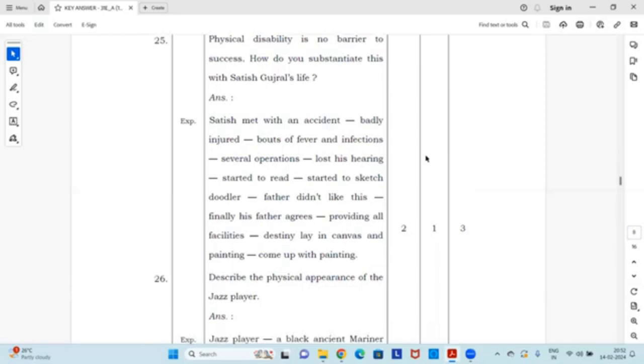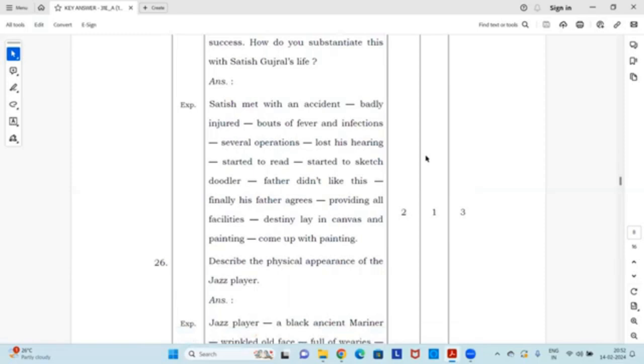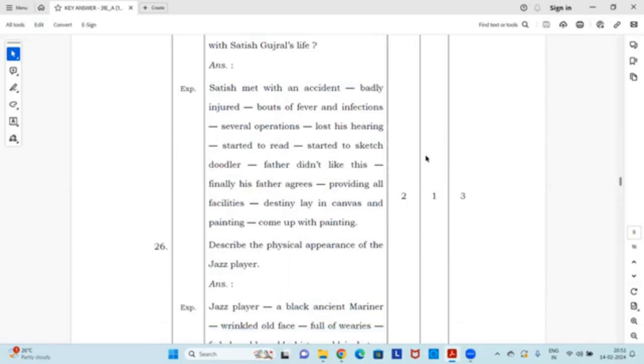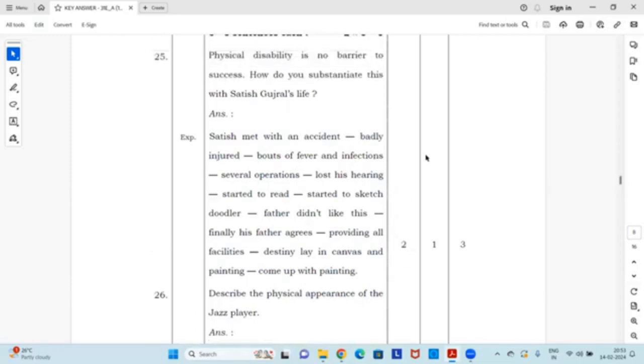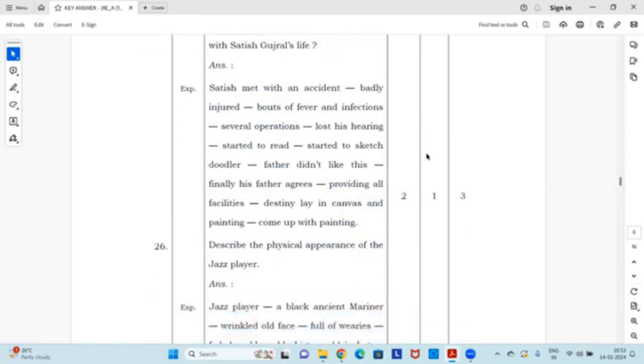Satish met with an accident. He was badly injured. He had bouts of fever and infections. Several operations he had to undergo. He lost his hearing sense. He started to read. He started to sketch and doodle. Father did not like this at first, but finally his father agrees. He provided him all the facilities required for art and drawing materials. Destiny lay in canvas and painting. With the help of painting, he made his destiny. He made his future. So this is how you can give the explanation for the saying that physical disability is no barrier to success.